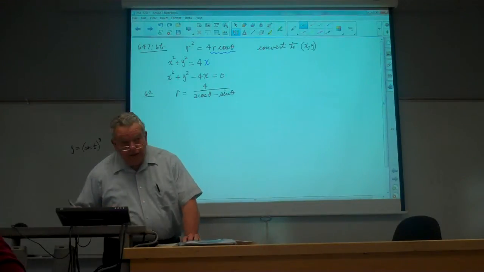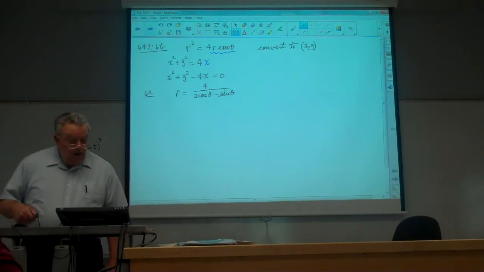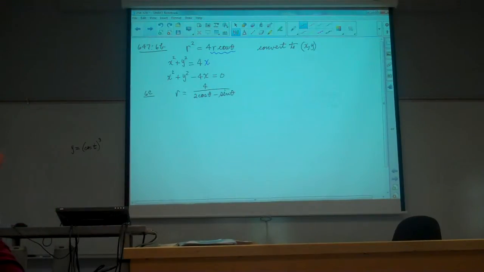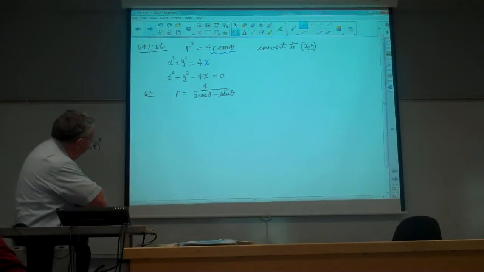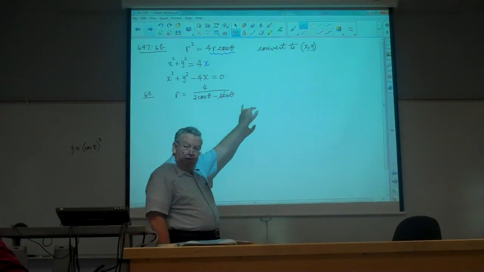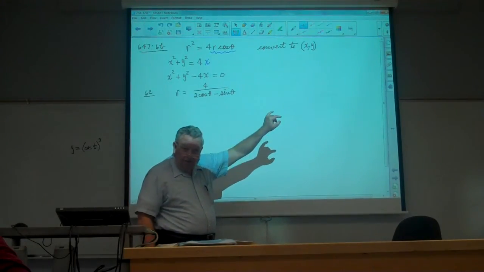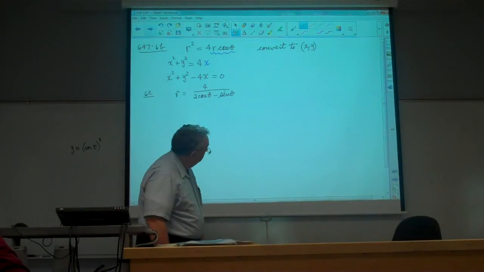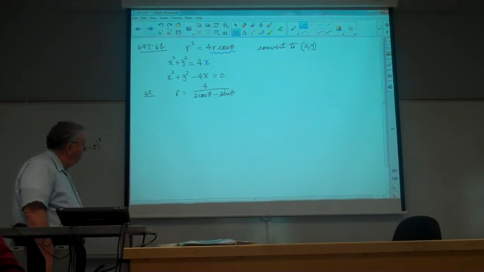Not so simple, huh? Any suggestions? Square everything? Yeah, but... Multiply both sides by r. If I squared everything, I'd have r squared, I'd have 16 up there, but I would have a middle term down here of sine theta, cosine theta, right? That's not a bad thought.